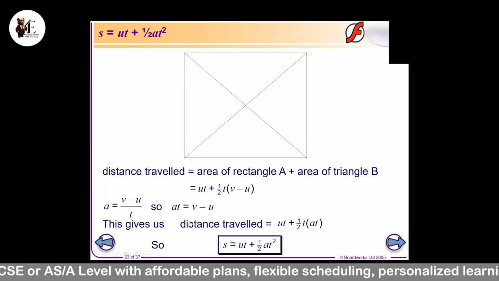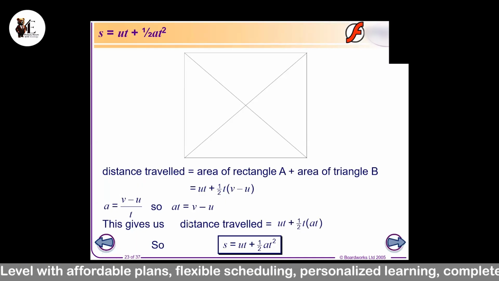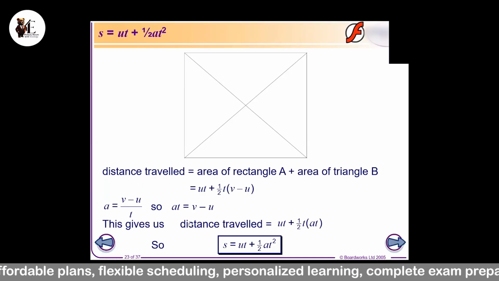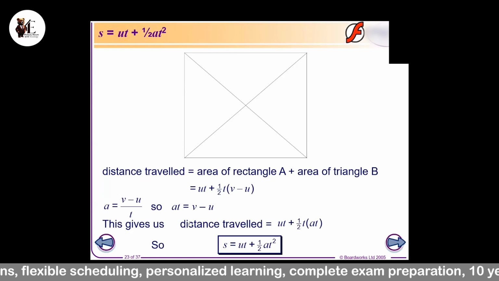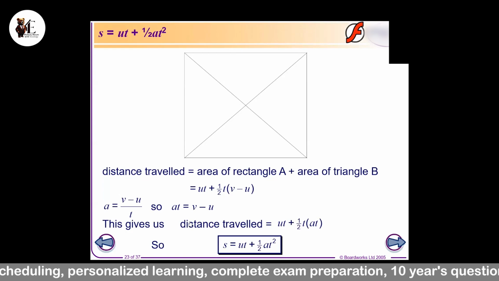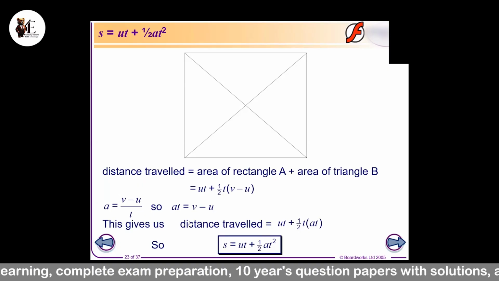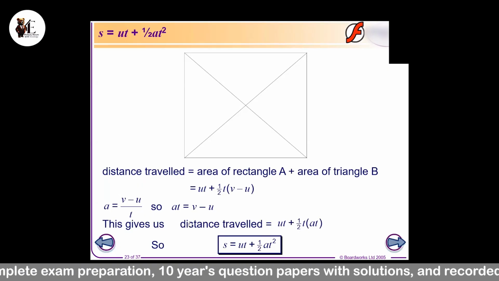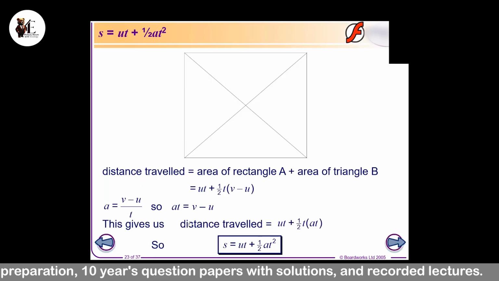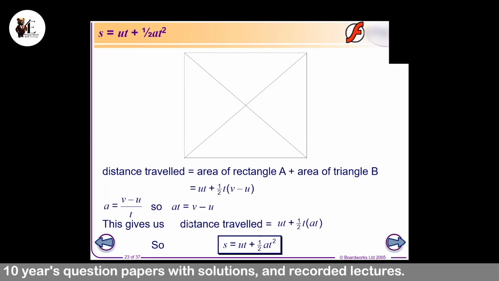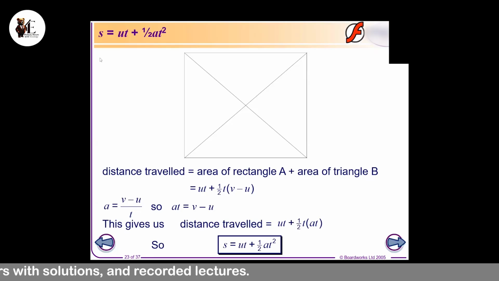This is your second equation, which is S equals UT plus half AT square. Can you see the figure? You're going to find the distance traveled for this. According to your understanding, you can take a separate graph as well. I think this diagram is a little bit confusing. I'll show you a diagram which you can use for the derivation of this equation.